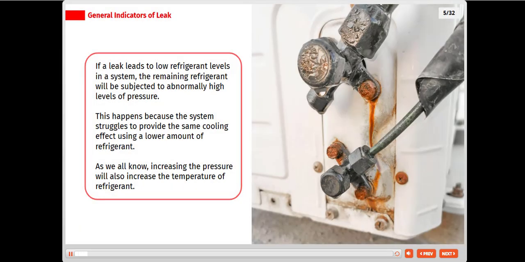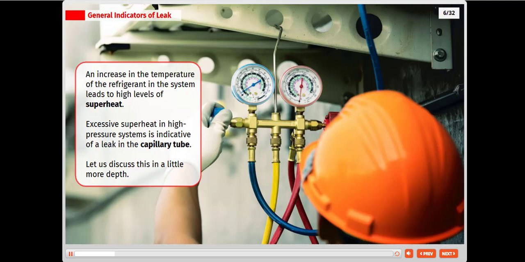If a leak leads to low refrigerant levels in a system, the remaining refrigerant will be subjected to abnormally high levels of pressure. This happens because the system struggles to provide the same cooling effect using a lower amount of refrigerant. As we all know, increasing the pressure will also increase the temperature of refrigerant. An increase in the temperature of the refrigerant in the system leads to high levels of superheat. Excessive superheat in high-pressure systems is indicative of a leak in the capillary tube. Let us discuss this in a little more depth.